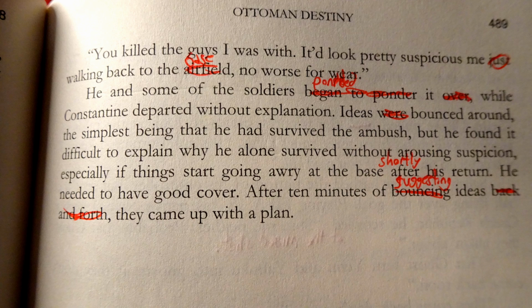I think the main thing I want to point out here is, the ideas were bounced around. I wanted to get rid of "were" because I think "were" is indicative of passive sentences. And then at the end of the paragraph, there's the line back and forth, bouncing ideas back and forth, which I think is kind of a cliche. I don't like cliches too much, so I thought I could just get rid of it.